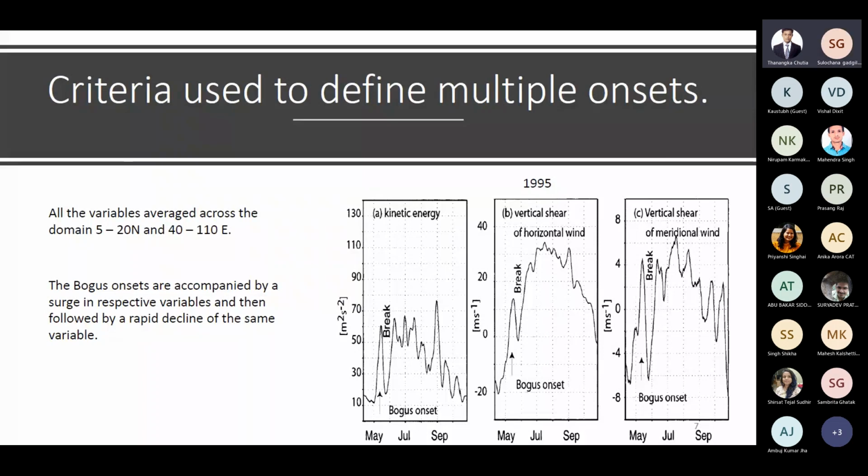And again in the first week of June or somewhere around that, you will see an increase in kinetic energy. After that, there are drops and increases in kinetic energy, but they are all associated with the active and break spells, I would say. And the same pattern can be seen here in the vertical zonal wind shear. So you could see a sharp increase in zonal wind shear.